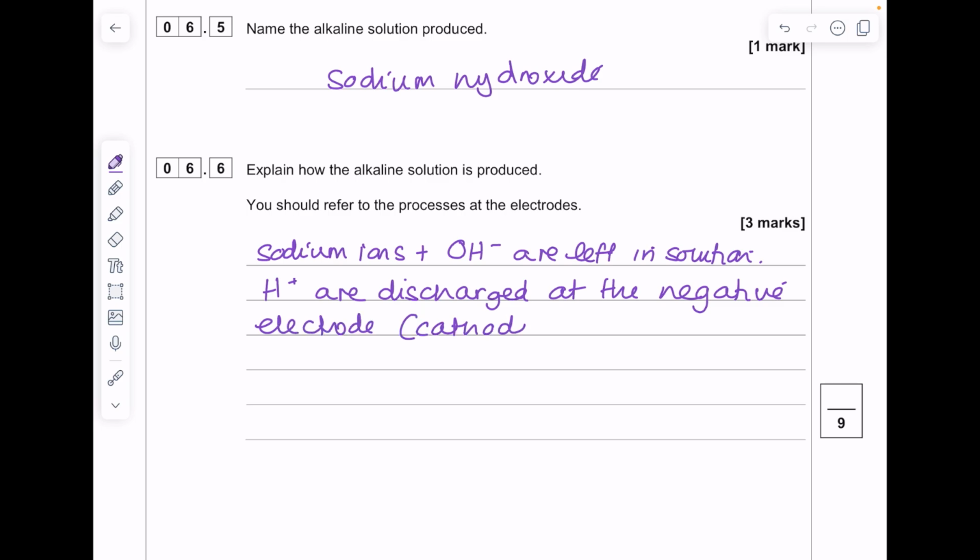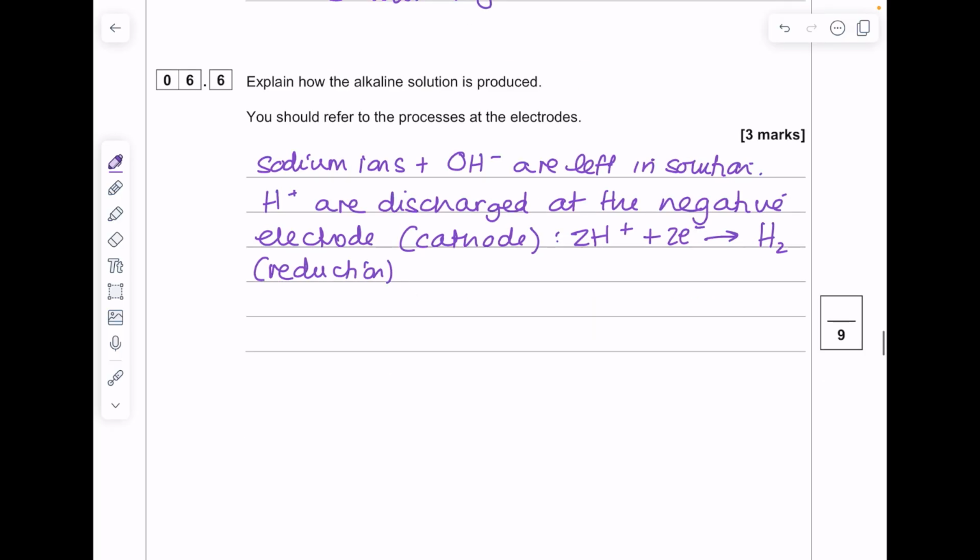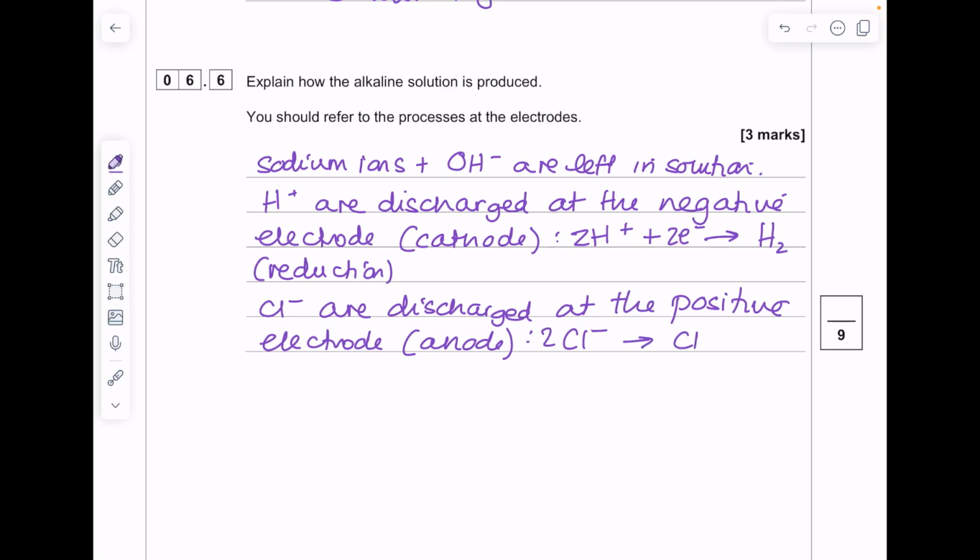Let's write that half equation. So our hydrogen ions form H2 gas, and that's reduction because electrons have been added. Let's write what happens now at the anode. The chloride ions are discharged at the anode, so at the positive electrode. There's the half equation occurring there. Because electrons have been lost, we call that oxidation.